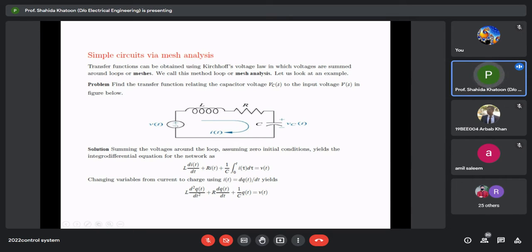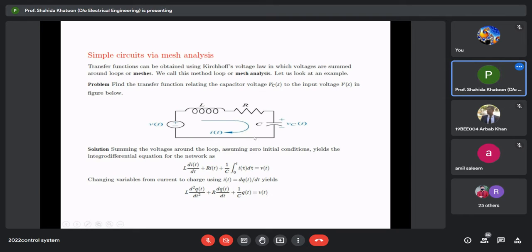the network. You start with v(t) and assume that the current is flowing in this direction. So the first component encountered is L. The voltage across L is given by this equation, L di/dt. Then second is R, so R i(t). Third is C, so 1/C integral 0 to t i(tau) d tau, equal to v(t).